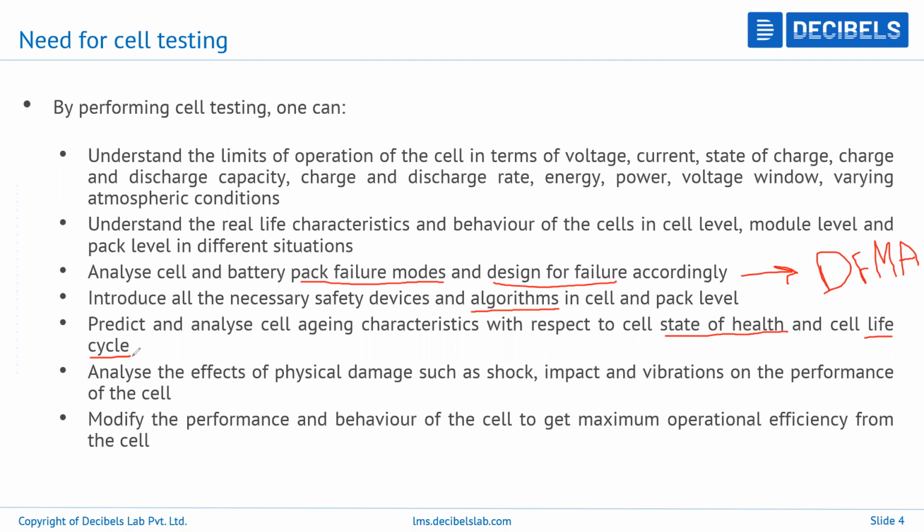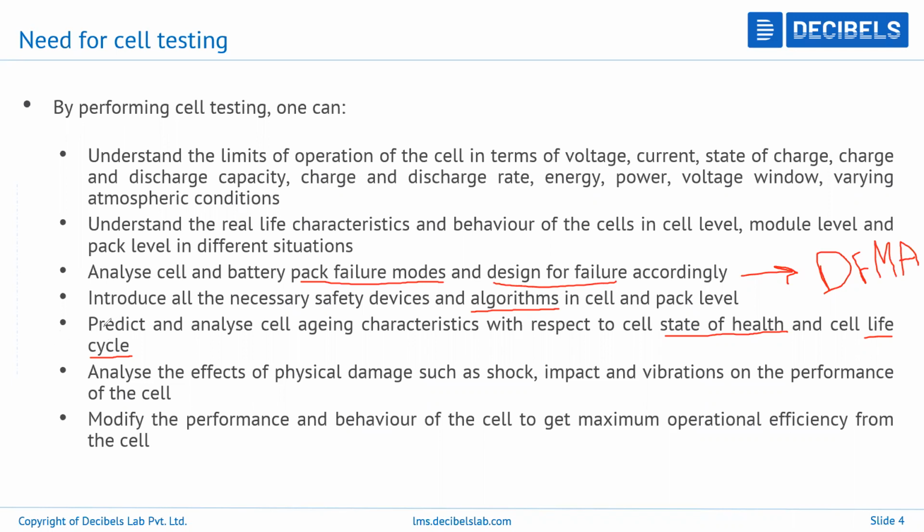Okay, so this is something very important. This gives a very good estimate as to how many years a particular cell can last in the market, right? So we know that in today's EV market, people demand a very high life cycle age, where it has to run thousands and thousands of cycles. So this is exactly what cell testing helps us understand.